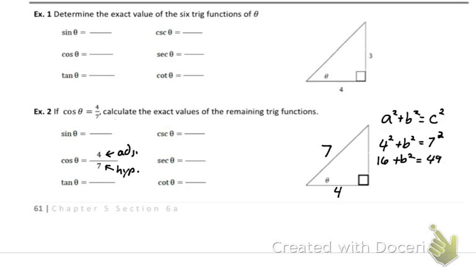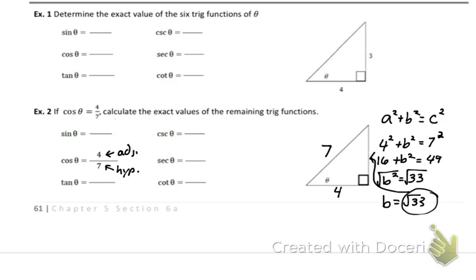Subtract 16 from both sides, we have b squared equals 33. Take the square root of both sides, and we'll have b equals the square root of 33. I cannot simplify the square root of 33. There is no perfect square that goes into it. You can check. Our perfect squares are 4, 9, 16. That'd be the only one that could possibly go into it, and none of those do. So that means this side, in other words, our opposite is the square root of 33.